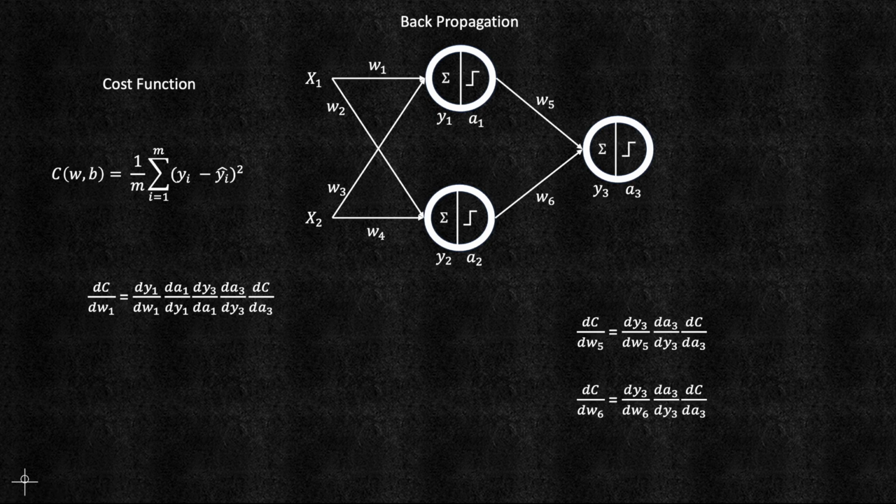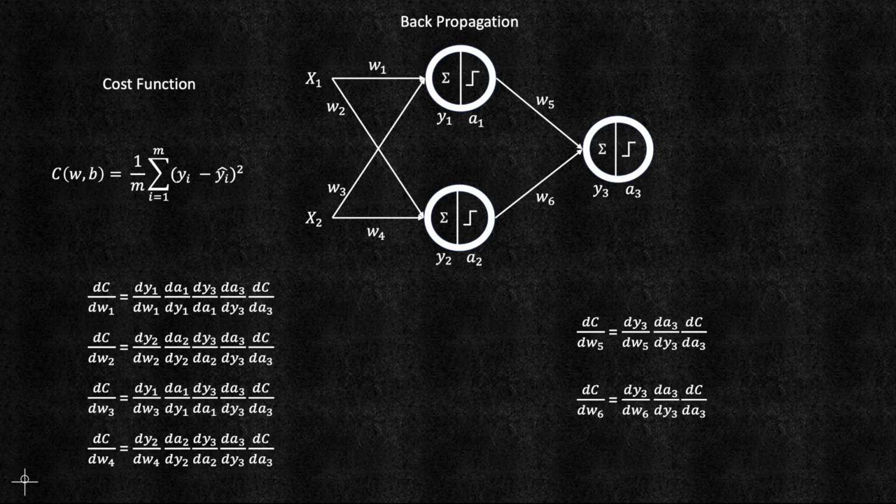It is similar to W5, but the path is longer and involves more intermediate functions. We simply add more composite functions' derivatives. And this applies to other weights.